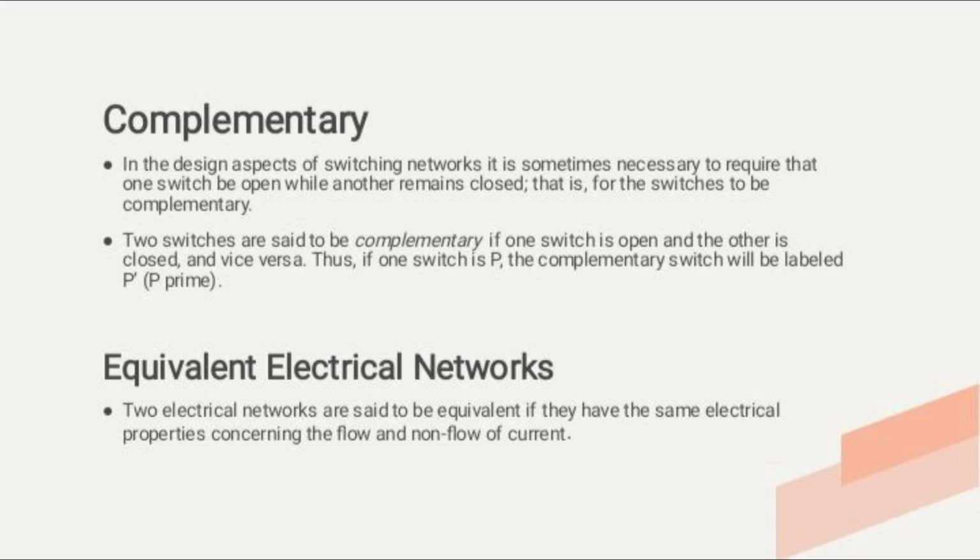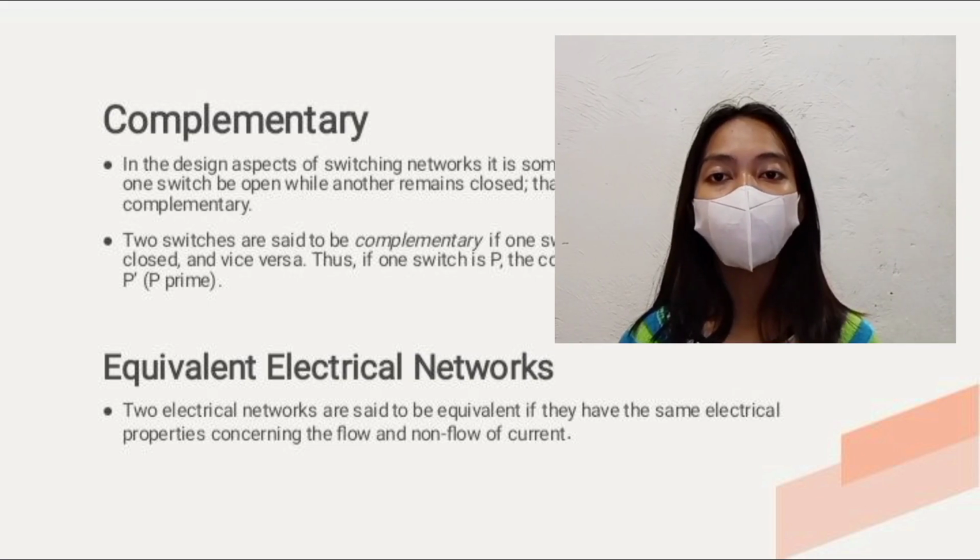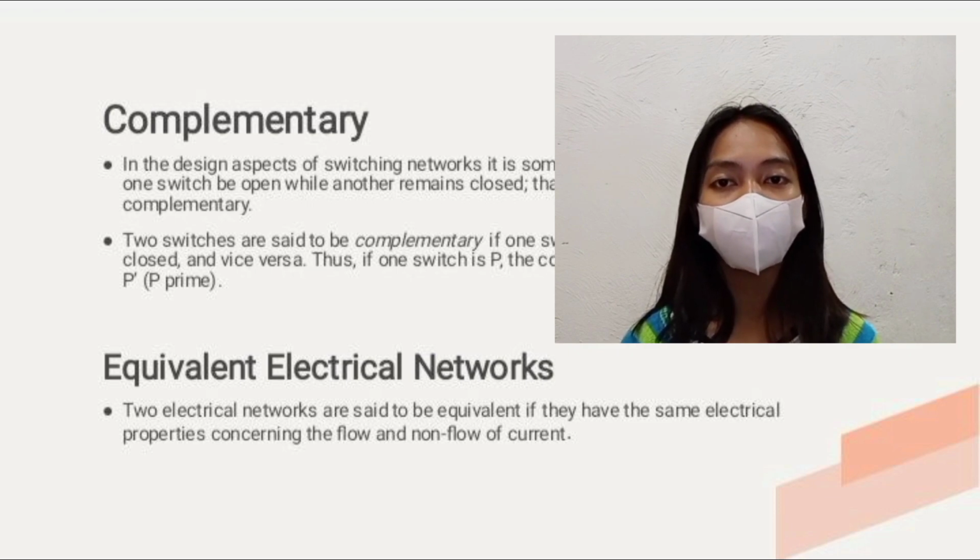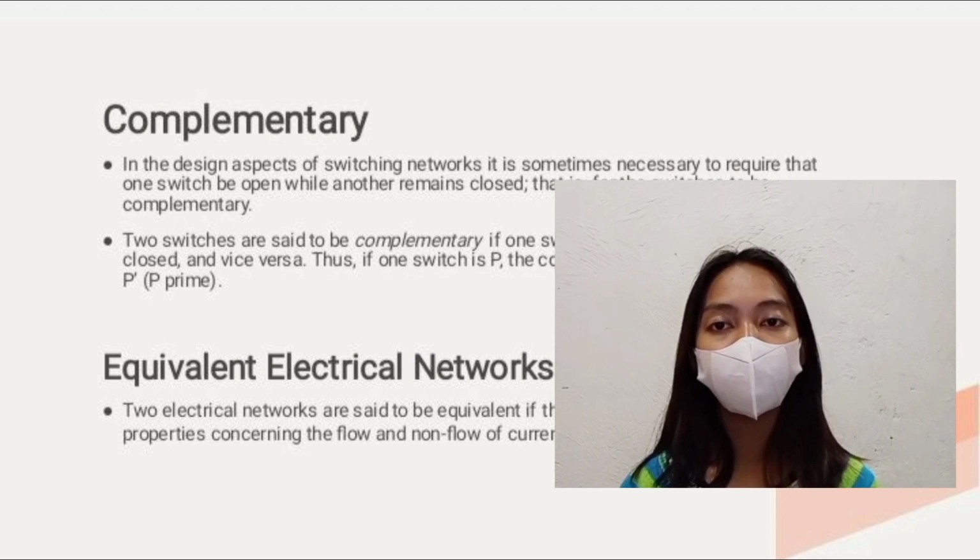Complementary. In the design aspects of switching networks, it is sometimes necessary to require that one switch be open while another remains closed. That is, for the switches to be complementary. Two switches are said to be complementary if one switch is open and the other is closed and vice versa. Thus, if one switch is P, the complementary switch will be labeled P'. So for two switches to be complementary, the switches should be of different orientations, closed or open. If one is open, the other one should be closed. And if one switch is P, the other one should be P'.